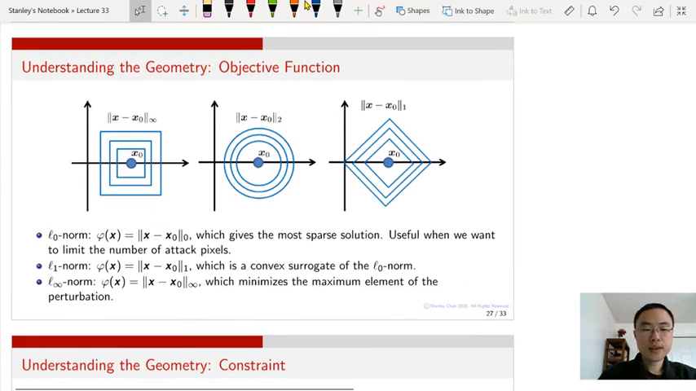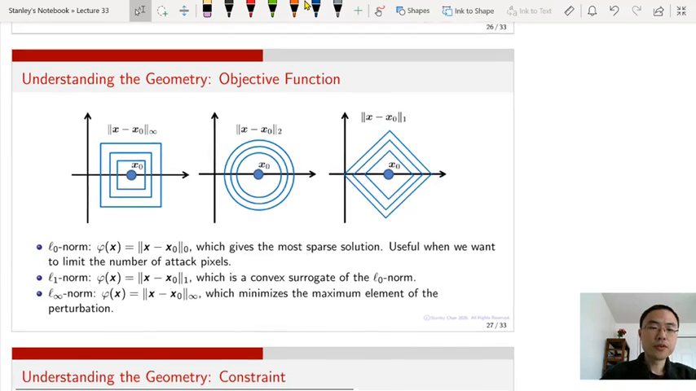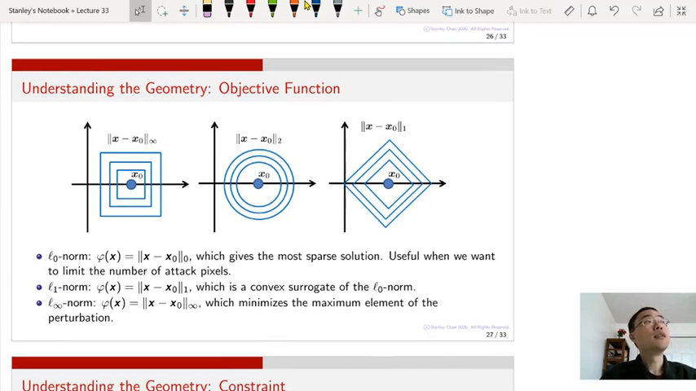So now for the remaining slides, what I want to do is to quickly talk about the geometry of these objective functions and also the constraints. The objective function, let's look at the minimum distance attack as the example. The objective function says that I want to minimize the perturbation distance, and it really depends on what norm you're using. If you're using an L infinity norm, then you want to draw all these rectangles. If you use a 1 norm, you draw the diamonds. If you use the 2 norm, you draw all the circles.